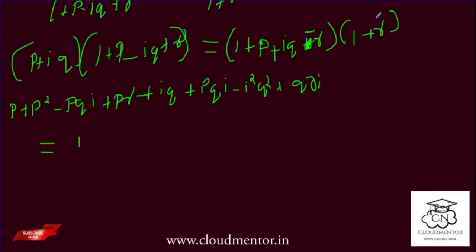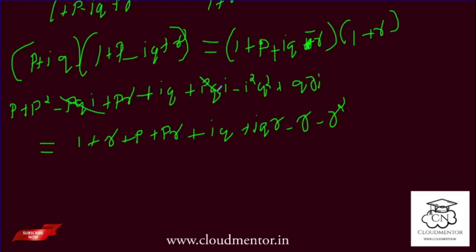And the right, I am expanding the RHS, that will be 1 multiplied by 1, and multiplied by r, that is r, and here p multiplied by 1, that is p, and here p multiplied by r, that is pr, and here iq multiplied by 1, that is iq, and iq multiplied by r, that is iqr, and minus r multiplied by 1, minus r, and minus r multiplied by r, that is minus r square.